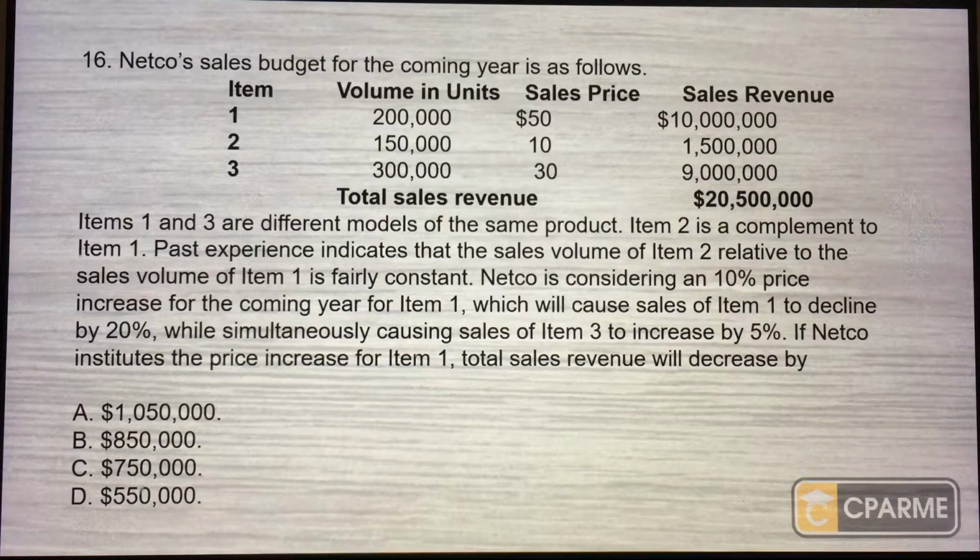Then if Netco institutes the price increase for item 1, total sales revenue will decrease by... So meaning to say, compare the current sales revenue versus the sales revenue considering these changes or this additional information given in the problem. So I'm giving you 2 minutes, guys, to answer if you don't have your answer yet.